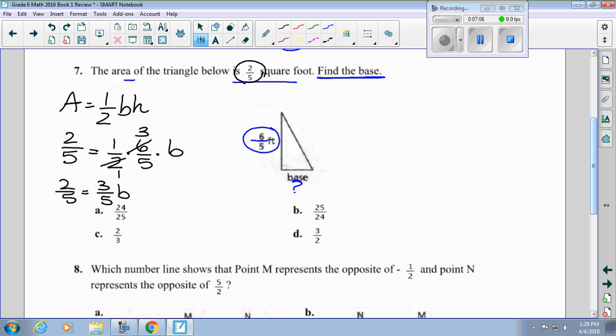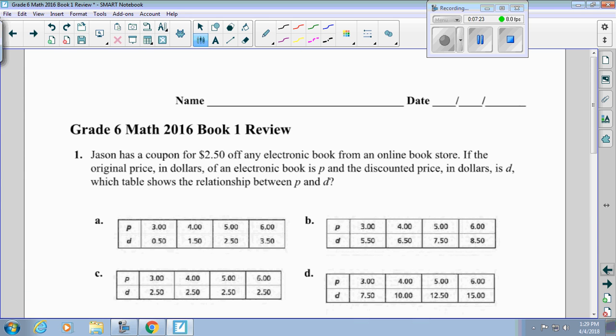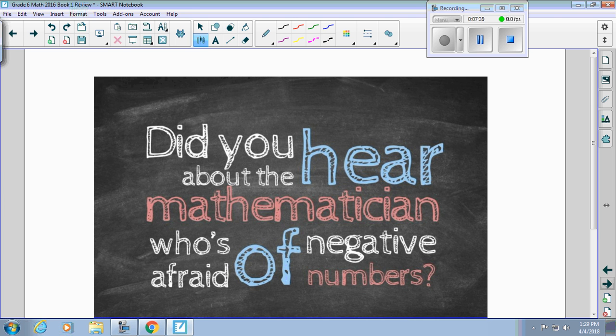So that'd be like saying this much right here is worth 2/5. Well, it's kind of complicated. So if we go back to our bell ringer, I'm going to flip back a few pages. All right, we had a multiplication problem with a whole number that you guys did right here, this first problem. That had a coefficient of 4. We're dealing with the same thing. We need to divide each side by something, and now we're just doing that with a fraction instead.